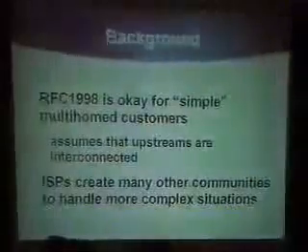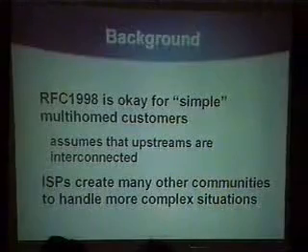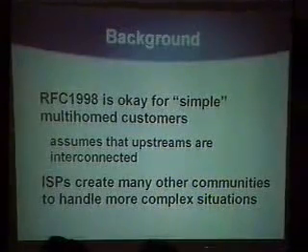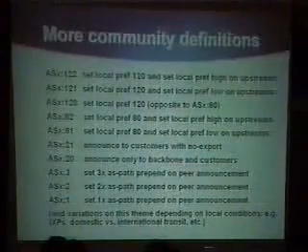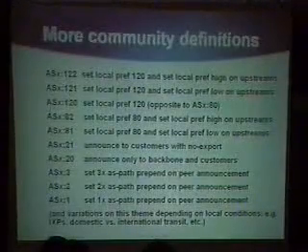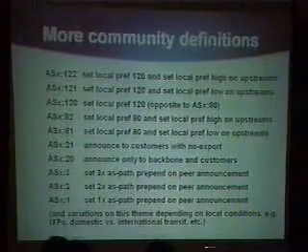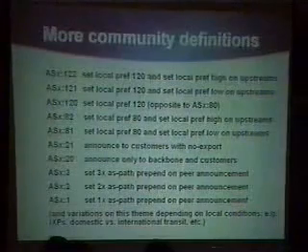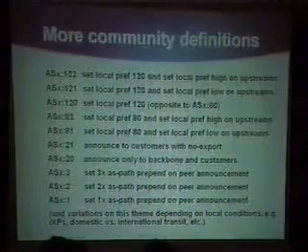Okay, right. So here are some working examples. RFC 1998 is okay for simple multi-homed customers, but I find that ISPs have created a lot of other communities to handle more complex situations. These are some of the things I've picked up, some from my day, and some of you will recognize. But this is typically what people are doing. Apart from 1998, they've set up this one, which is the opposite of the 80. I've seen that quite a bit.